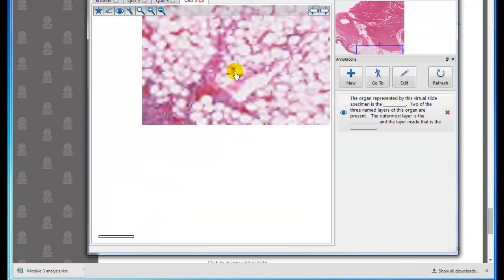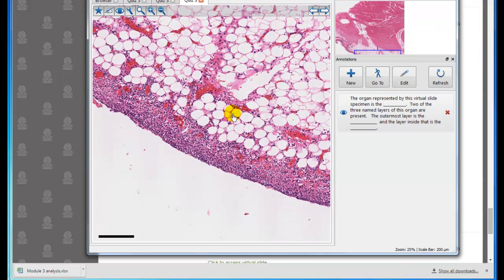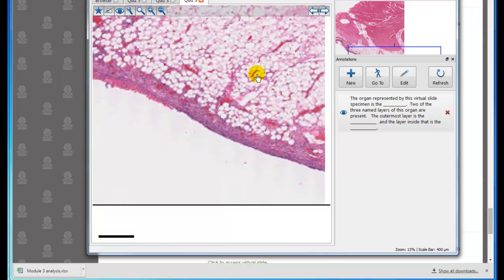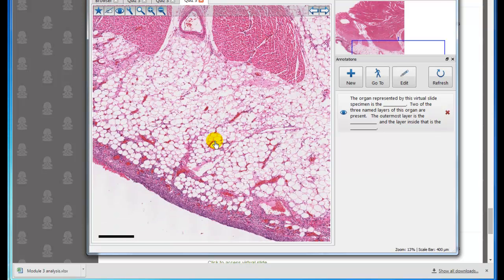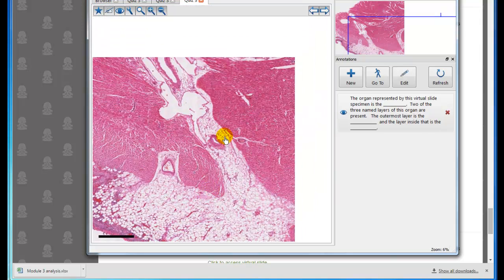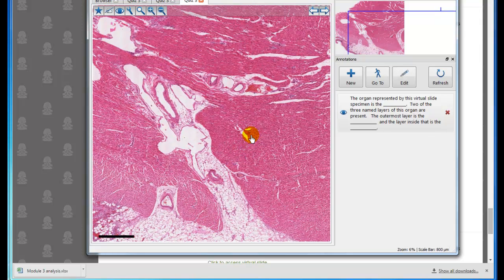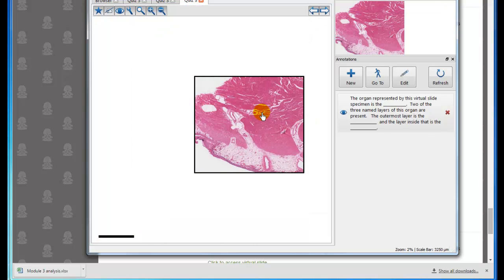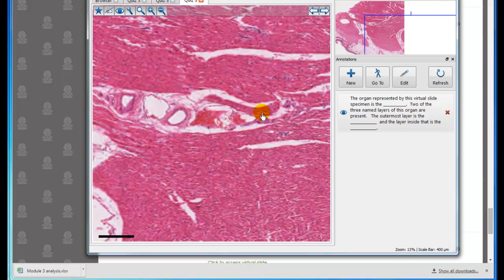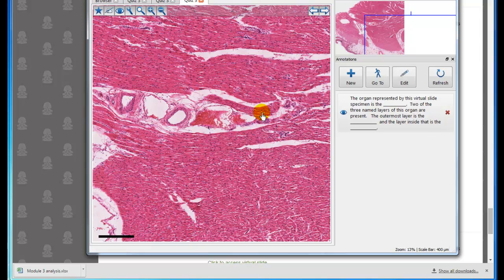And then out here, the outermost layer would be epicardium, which in this case, in this region, has adipose tissue. And then, of course, the next layer is the myocardium. And actually, the endocardium was not present. It was not selected when this specimen was chosen.